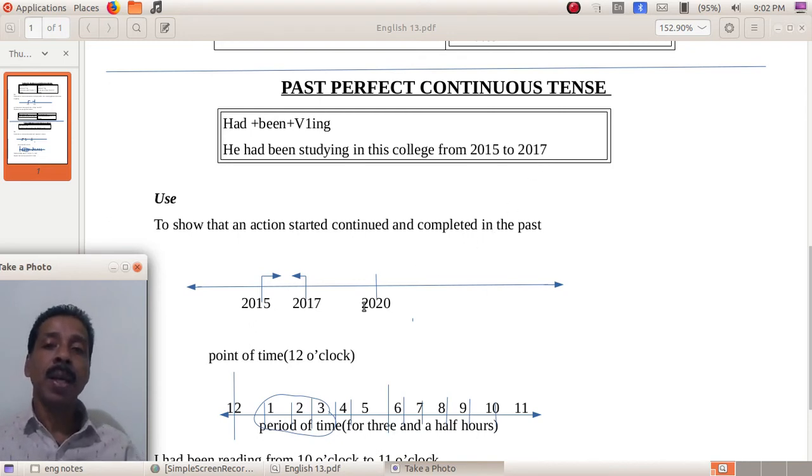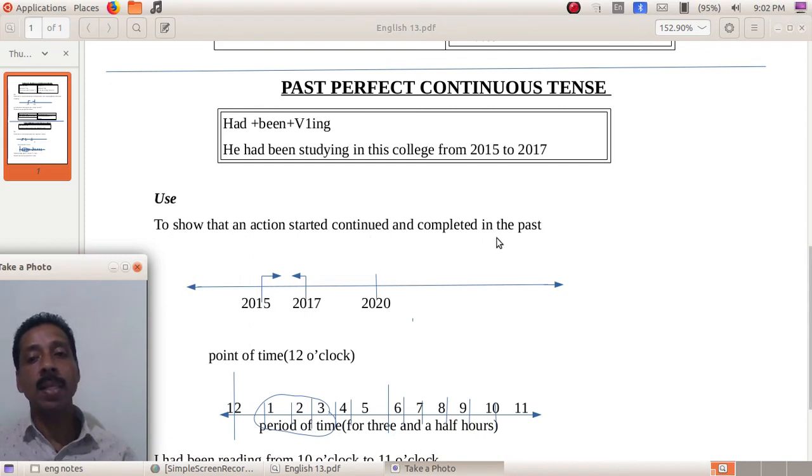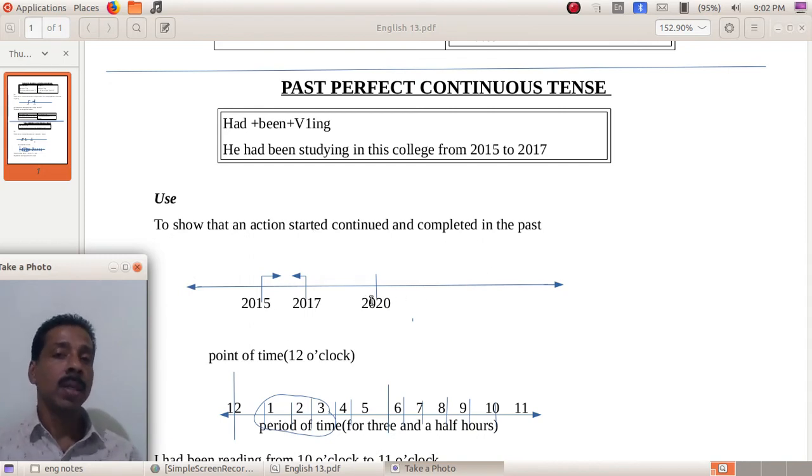The sentence is given and the main use is to show that an action started, continued and completed in the past. What does it mean? When we use past perfect continuous tense, everything is in the past. But in present perfect continuous tense, we know that it is not yet complete, now also going on. But past perfect continuous tense shows that everything is in the past. It started in the past, it continued for some time and completed in the past.